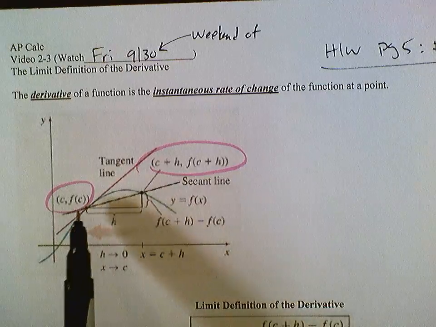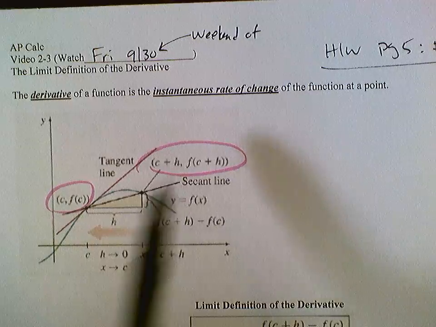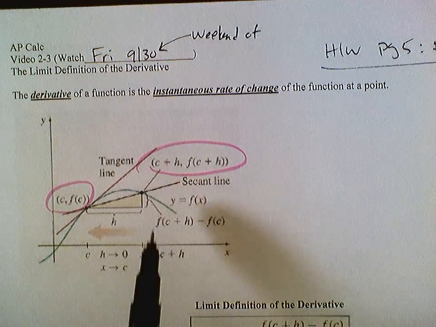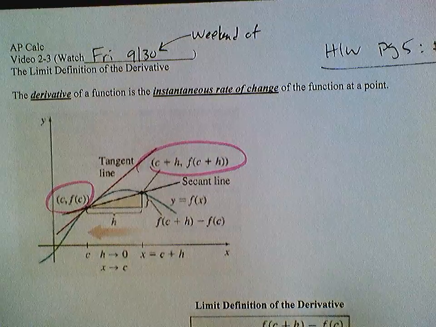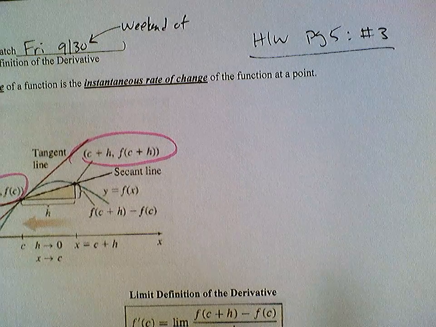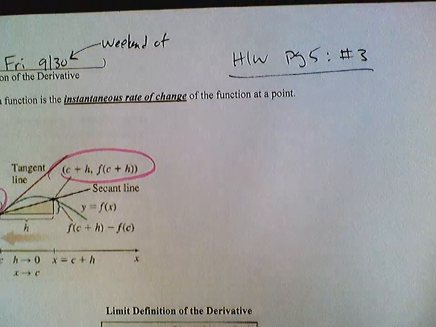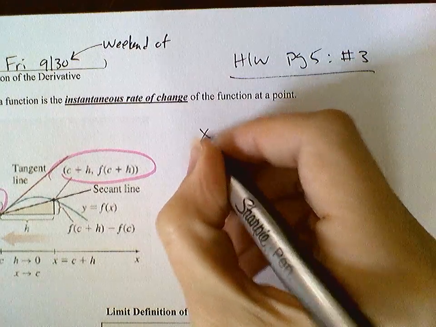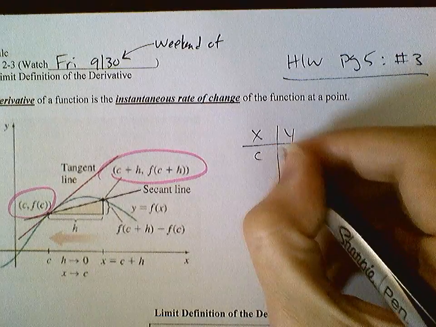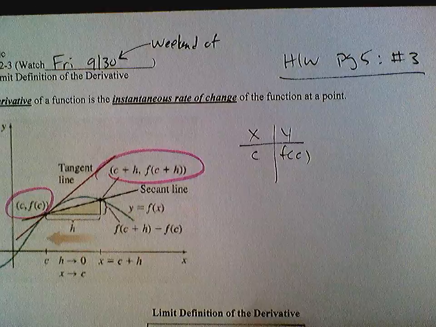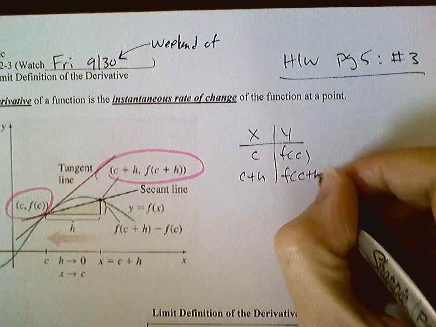So the x values of these points are a distance of h away from each other. Okay, we just added h to that x value to get over to the other one. Okay, so there's that. Now I'm going to go off to the side real quick, and I'm going to put these 2 points that I circled in pink in a table. So x, y. Okay, so the first point is (c, f(c)), and the second point is (c+h, f(c+h)).